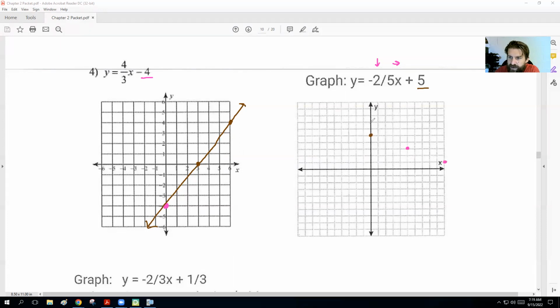I'm going to just keep the pattern going up here, up 2, left 5. Right here, up 2, left 5 would be right here. That way I have as many points to help me draw that nice straight line.